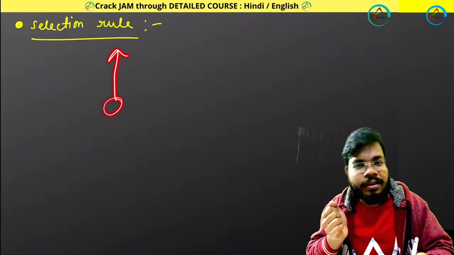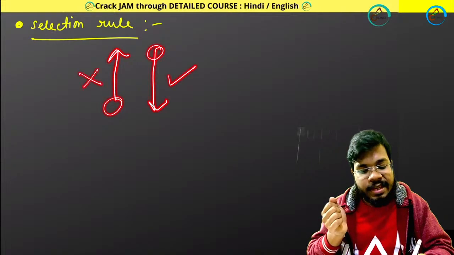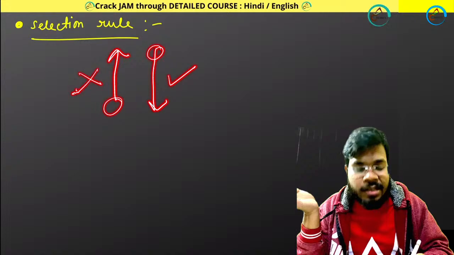Selection rule says that one molecule can jump from here to there, or from here to there. So is it possible, or is it not possible? The selection rule will say that.